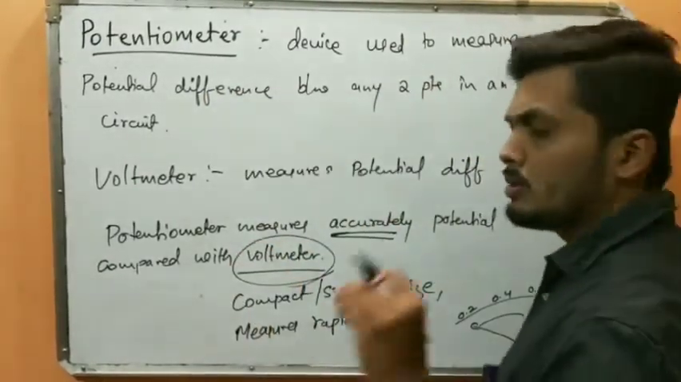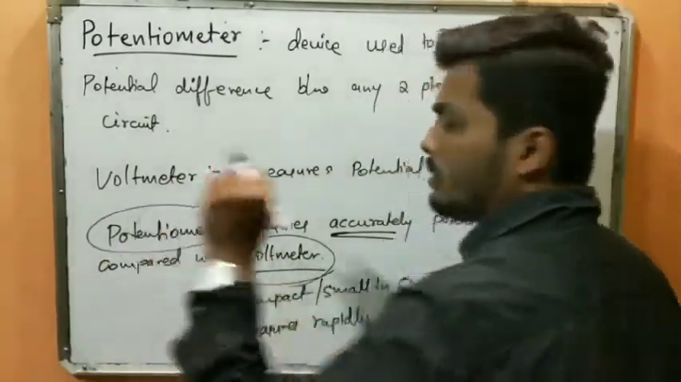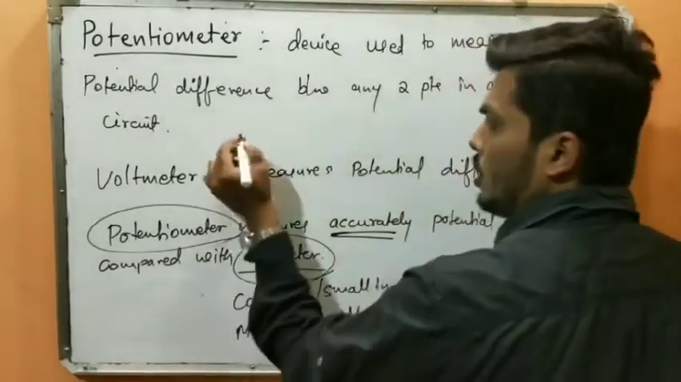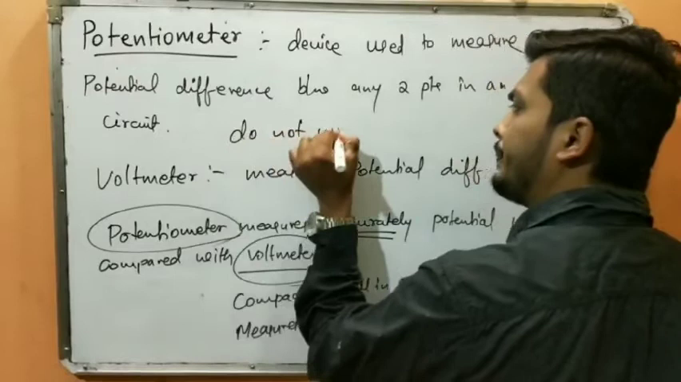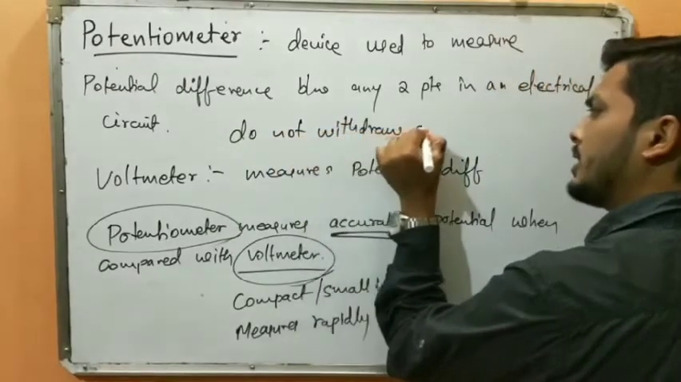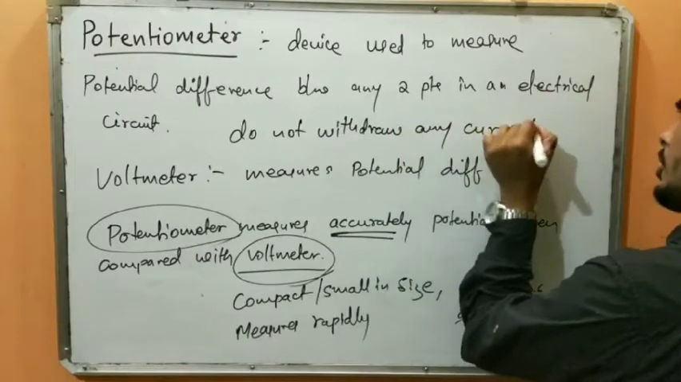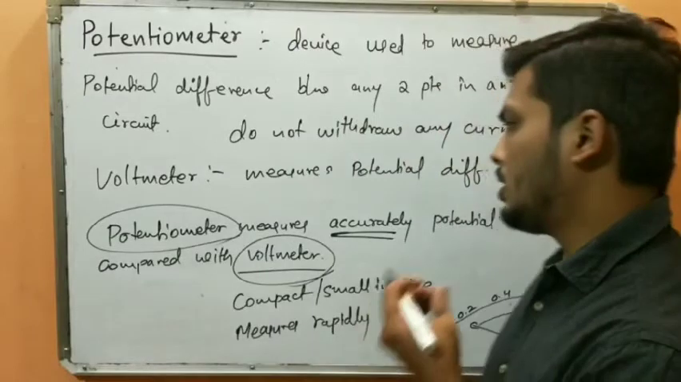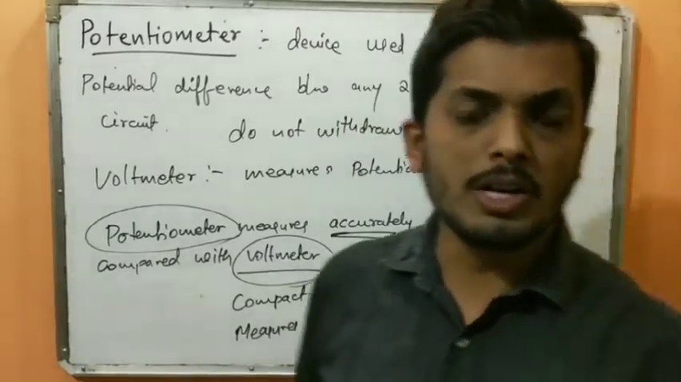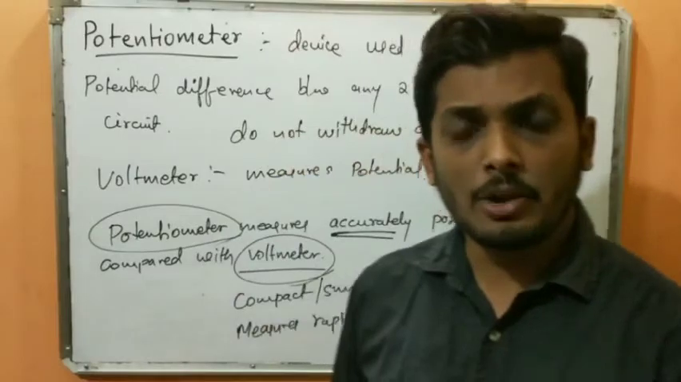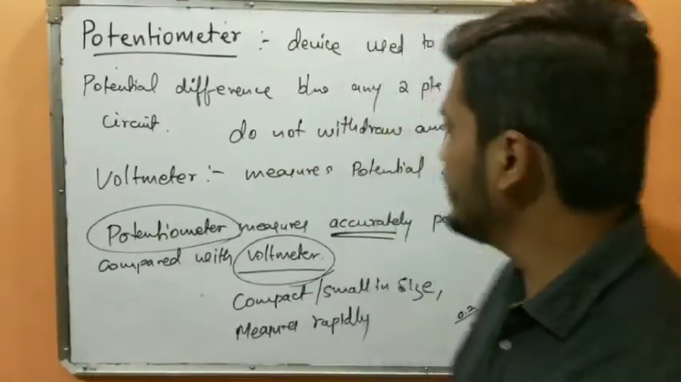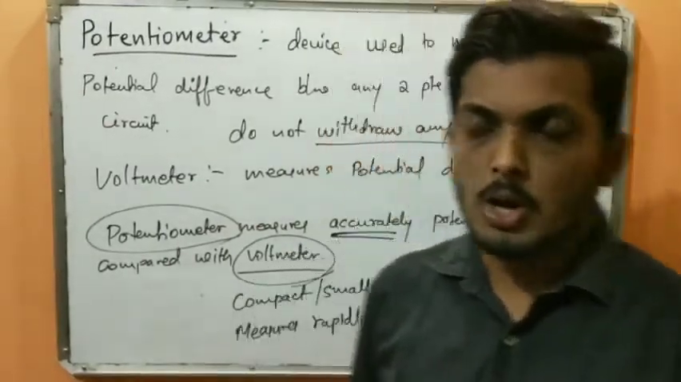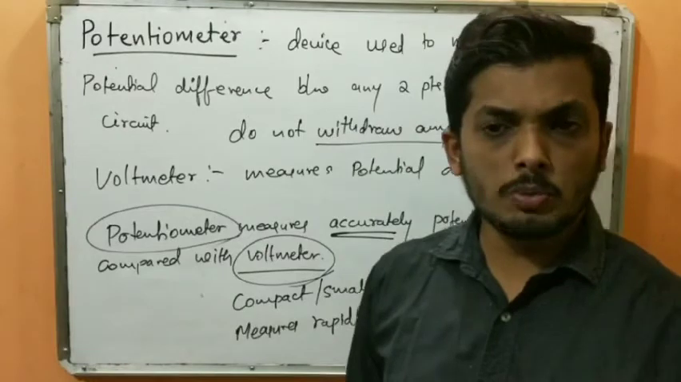But remember, the potentiometer gives you results more accurately. The only reason is that it does not withdraw any current from the circuit. They may ask you to give a reason why we prefer the potentiometer over the voltmeter. The advantage is that it gives an accurate result, because it does not withdraw any current from the circuit when compared with the voltmeter.